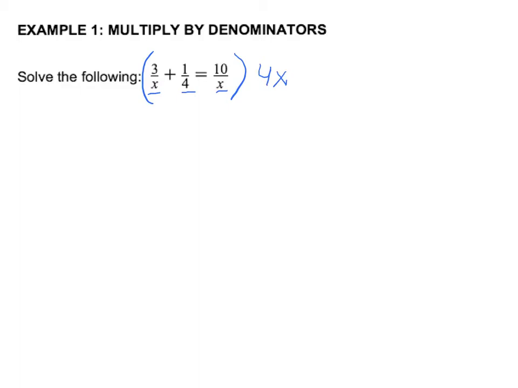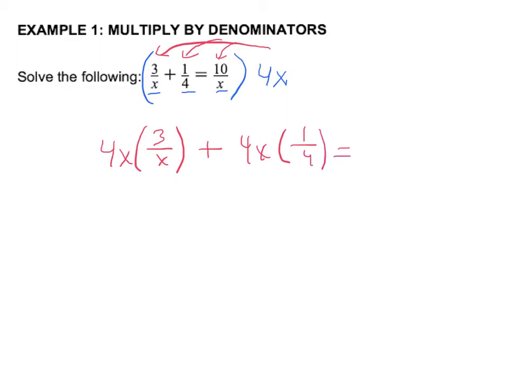Now when we do this, the 4x gets distributed to every single term in our equation. So we're going to have 4x times 3 over x plus 4x times 1 over 4, and that's going to be equal to 4x times 10 over x. Once that 4x has been distributed, we can see quite clearly that things are going to cancel. In our first expression, our x's are going to cancel, so we're left with 4 times 3, which is 12.